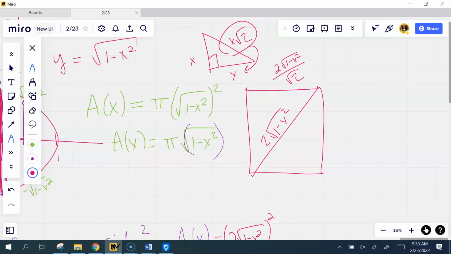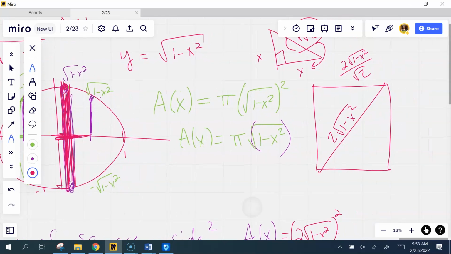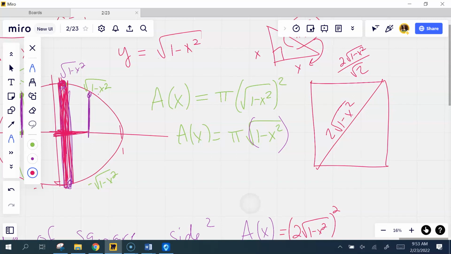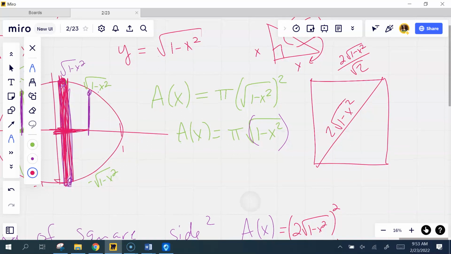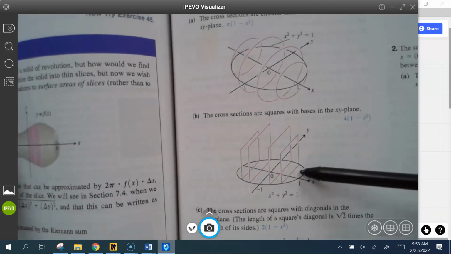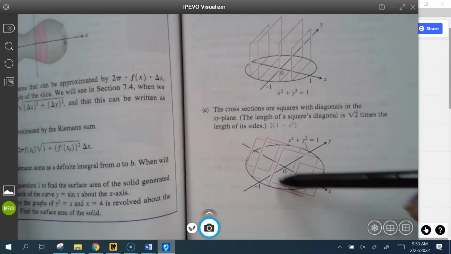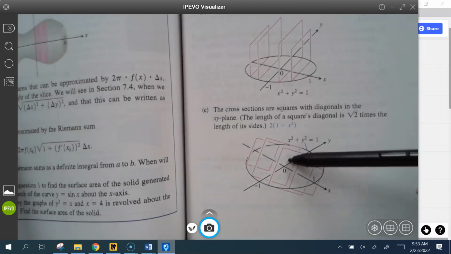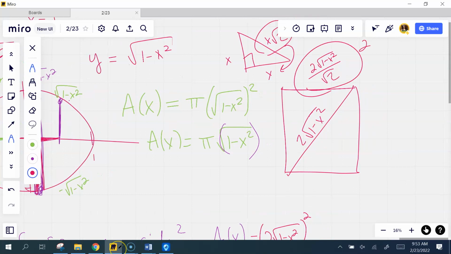I love this kind of stuff. The diagonal is what's sitting right here. Is that the side? No. Side equals 2 square root of 1 minus x squared. Look at the difference: if the side sits here, but the side doesn't sit there, the diagonal is sitting there. So to find the area of this square now, because it's twisted, I'm going to have to do this squared.